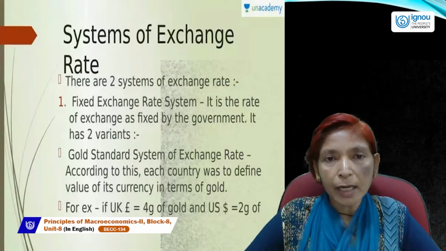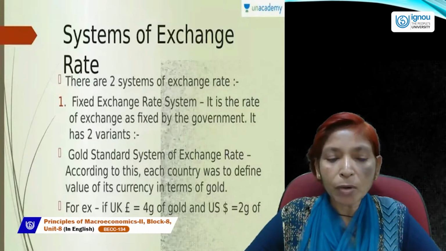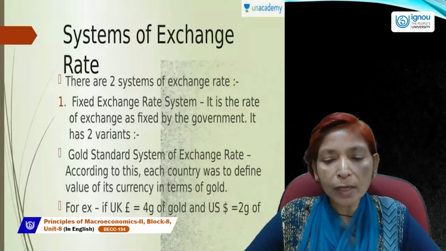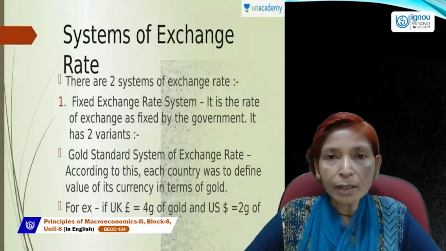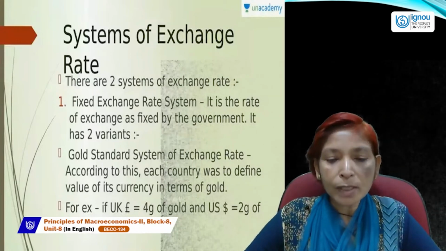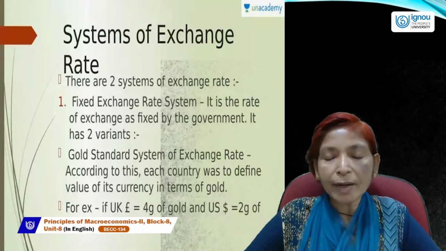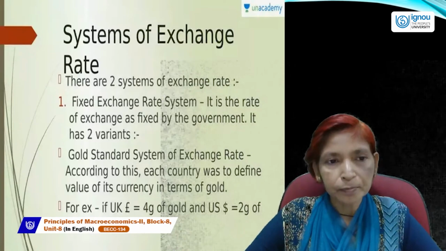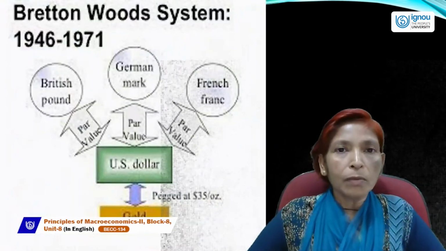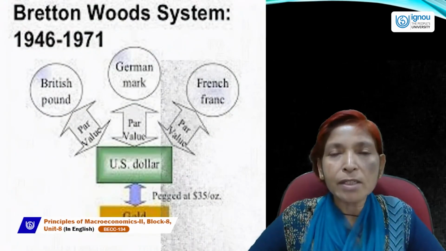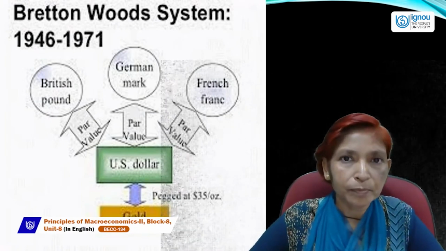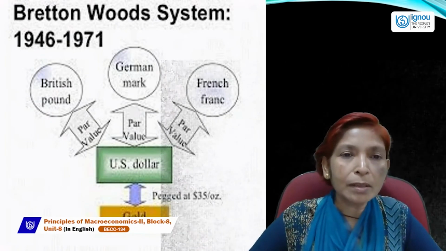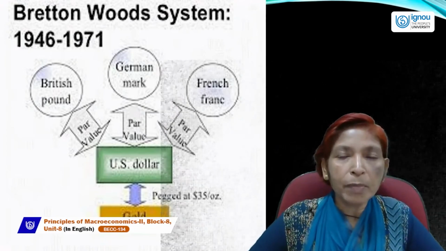We can give an example of this. I have told you that if UK 1 pound is equal to 4 grams of gold and 1 US dollar is equal to 2 grams of gold, then 1 UK pound is equal to 4 divided by 2, which is 2 US dollars. Now, how was the fixed exchange rate system determined? Who determined this system and what is the history behind it?